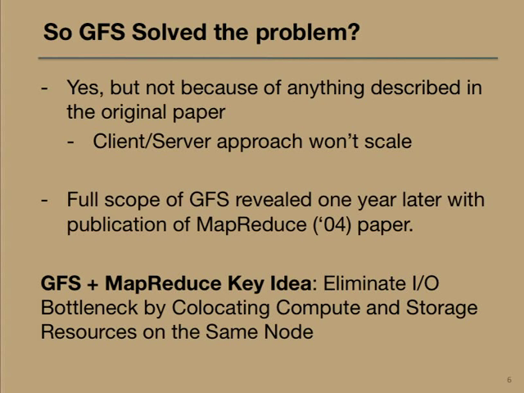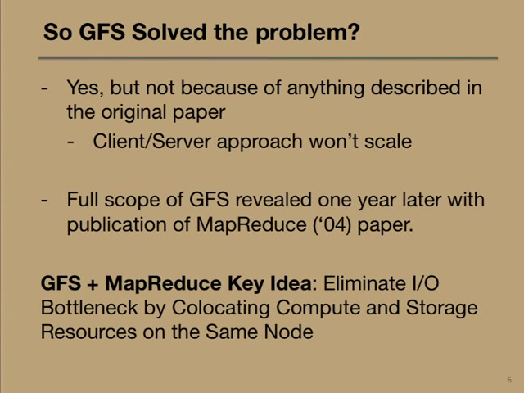Because fundamentally, it's still a client-server type of file system where the clients are all going to pull data across the network, and that network is then going to become the I/O bottleneck. And it wasn't until a year later, when they published the MapReduce paper, that the missing puzzle piece appeared. It was in the MapReduce paper where they said, no, actually, here's how GFS works. This is not a conventional file system where clients pull data over to the client in order to do work on the data there. Instead, we are going to take the work and push it over to the data.